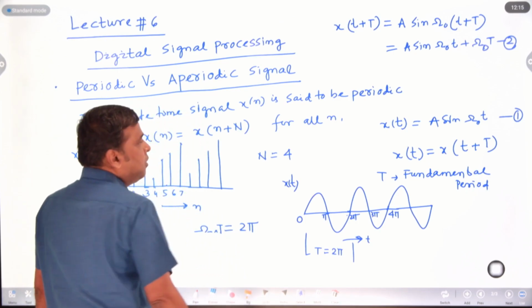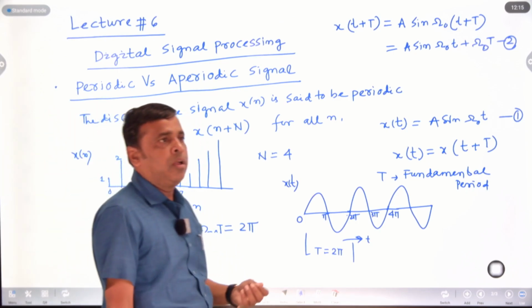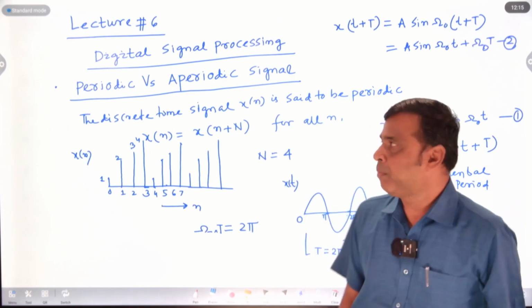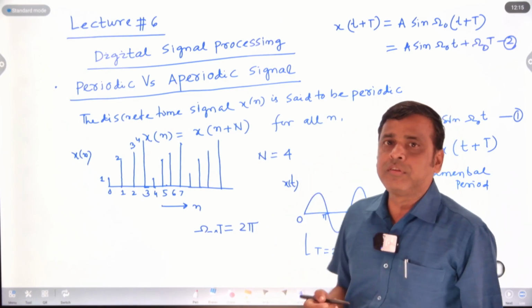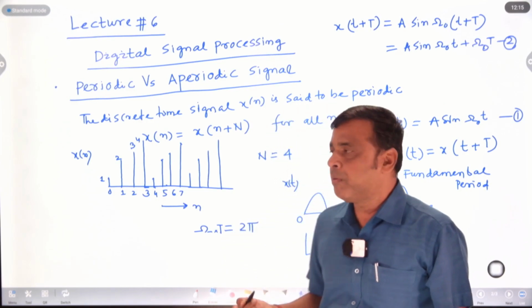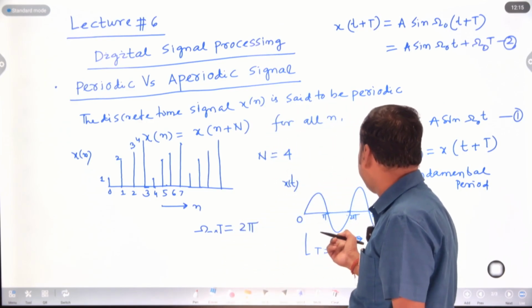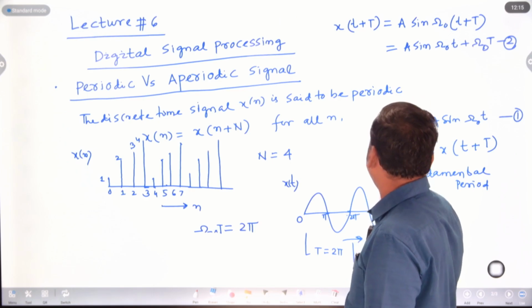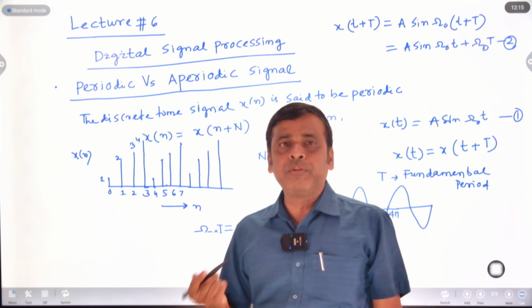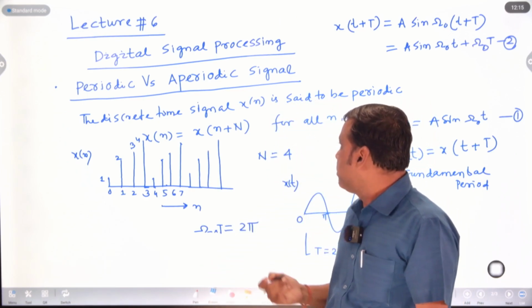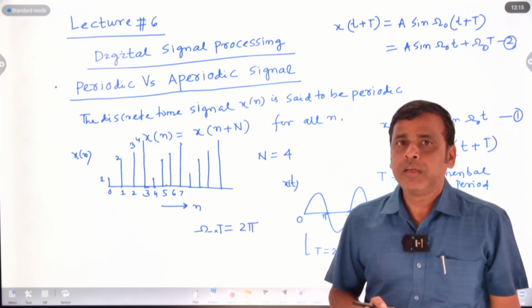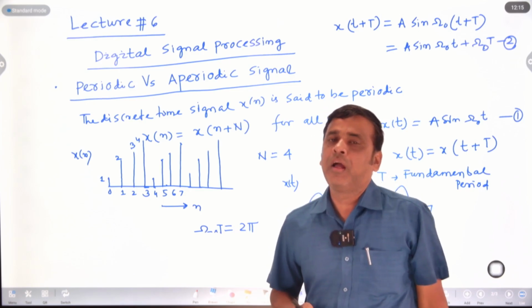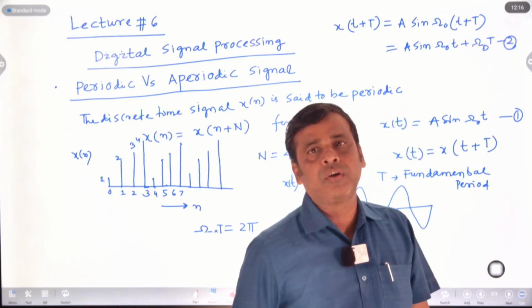If a single sinusoidal signal is given, we have to examine whether the signal is periodic or not by calculating the period, as every sinusoidal signal is periodic with the period 2 pi. Suppose a multitone signal is given. Multitone means more than one sinusoidal signal. If more than one sinusoidal signal is given, how will you judge whether the signal is periodic or not?